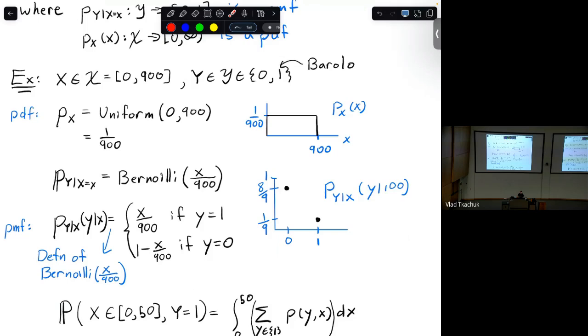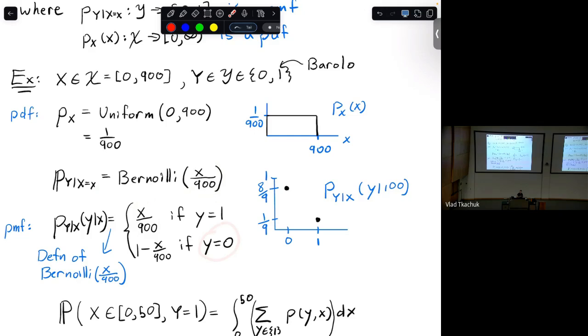And then someone tells you that the conditional of Y, the type of wine you have given the amount of some chemical, is a Bernoulli with parameter X over 900. So notice how it depends on your X. The amount of chemical is going to change the probability of whether it's Barolo or not. How is that going to work? A Bernoulli with this parameter means the probability of getting 1 is the parameter. I'm just writing out what it means formally. And the probability of getting 0 is just 1 minus that parameter.